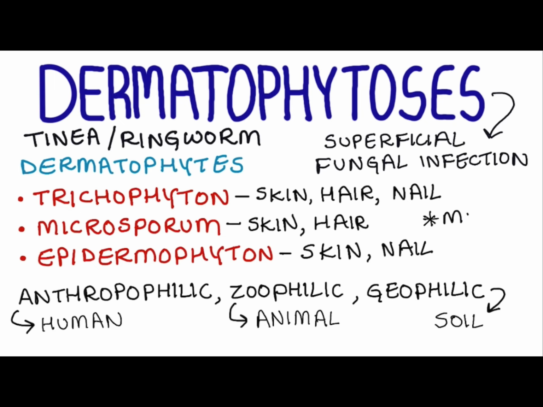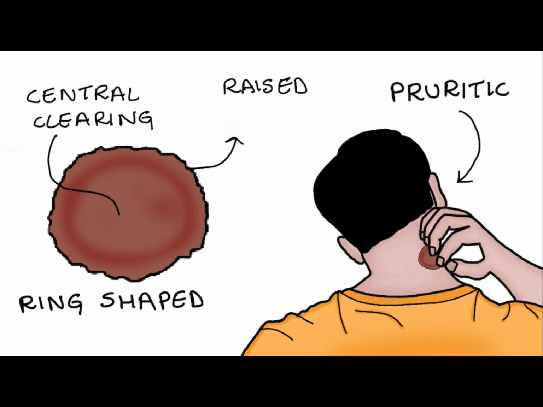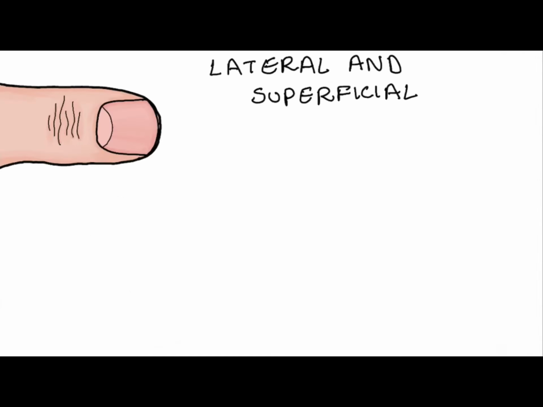Moist skin favors this infection. Dermatophyte infection results in the formation of well-defined, ring-shaped, pruritic, that is itchy, scaly skin lesions. These lesions have central clearing with raised edges and grow in a centrifugal pattern, that is, away from the center. In the nail, it first attacks the lateral and the superficial nail plates and then spreads through the nail.